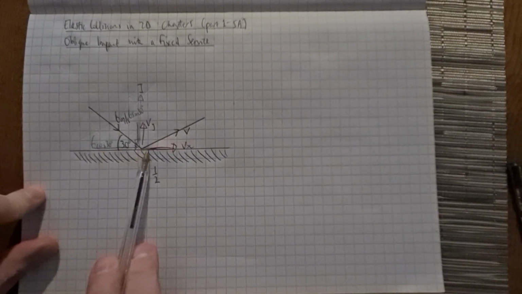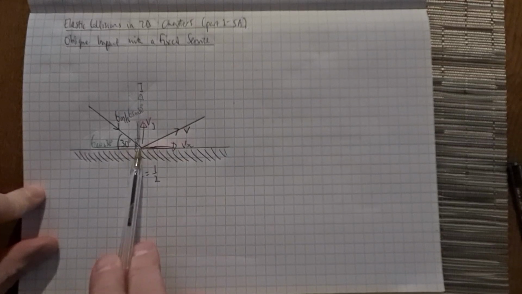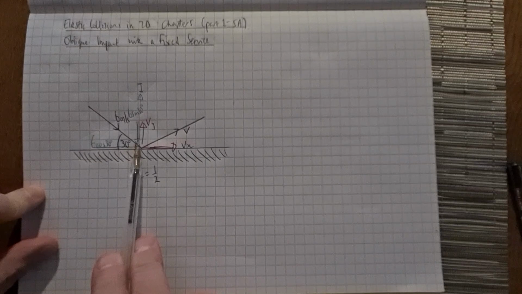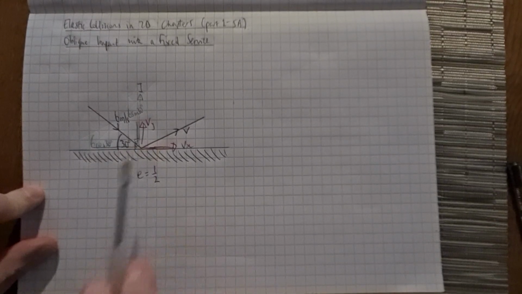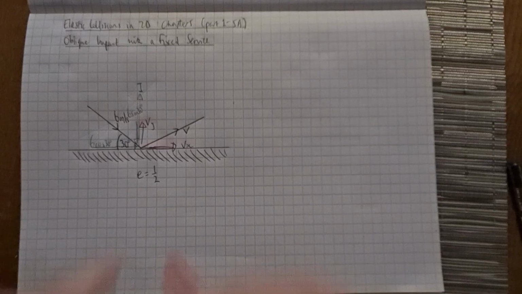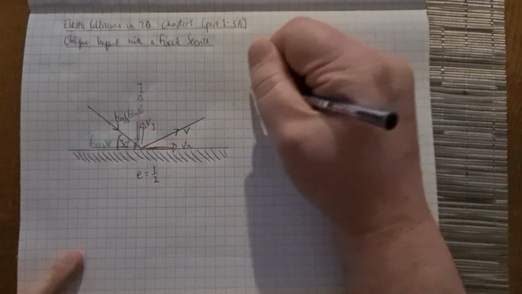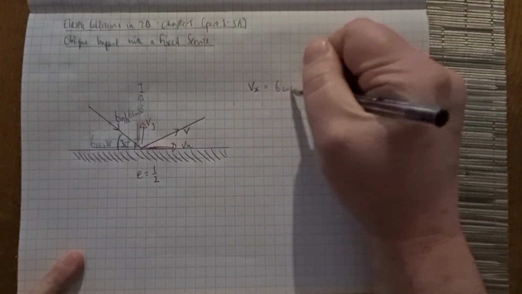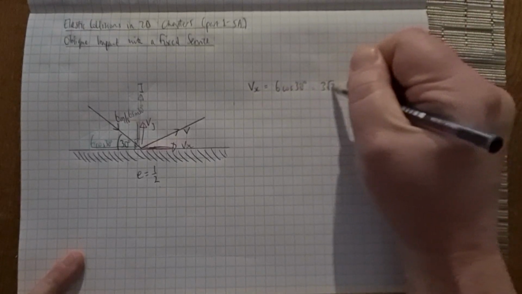Parallel to the surface, there is no impulse being provided. Therefore the speed directly before the impact is going to equal the speed after the impact. So straight away, we can say that the horizontal component of v is simply going to equal 6 cos 30 degrees, which is 3√3.